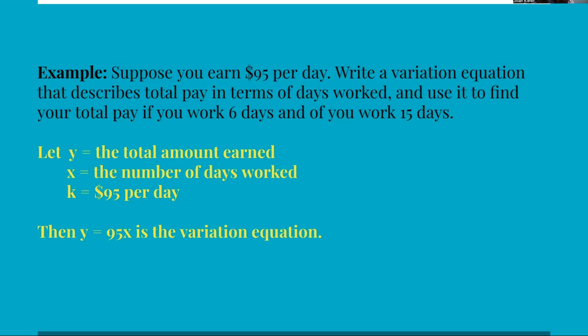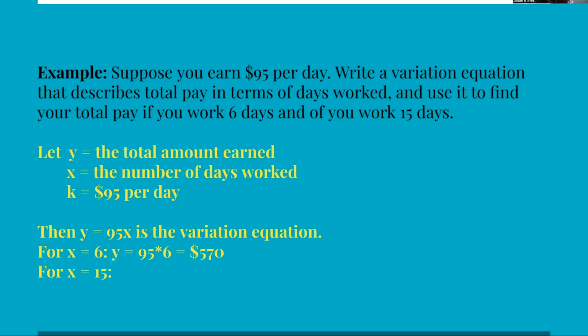So our direct variation equation in this case would be y equals 95 times x. 95 is your constant of proportionality there, and x is the number of days that you work. So if we want to use it to find the total pay if you work 6 days, we'll replace x with 6. So for x equaling 6, y equals 95 times 6, which comes out to $570. So if you work 6 days, you earn $570.